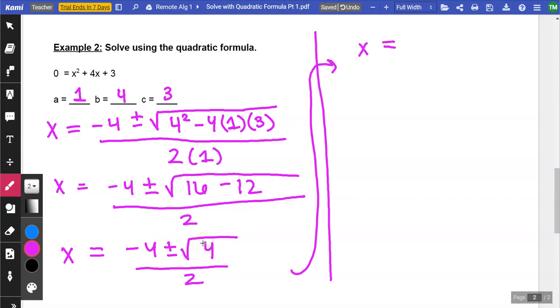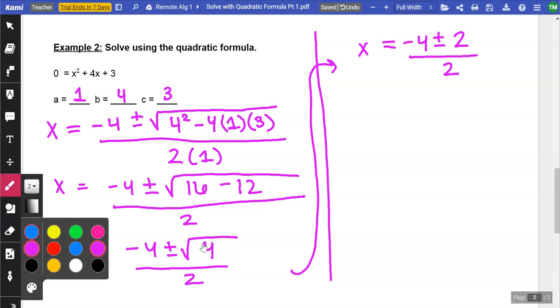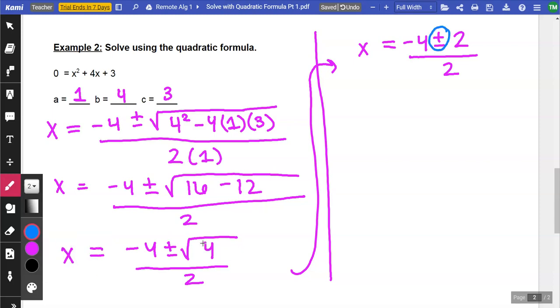So x is equal to negative 4 plus or minus the square root of 4, which is 2, all over 2. So x is equal to negative 4 plus or minus 2 over 2. That's as simplified as that can get for now. But remember, how many answers do we have here? We have 2. So we need to split this up.